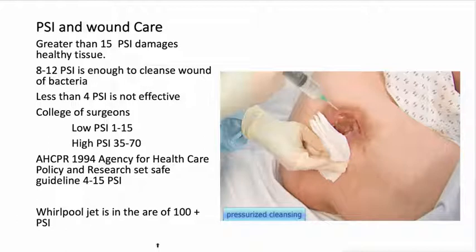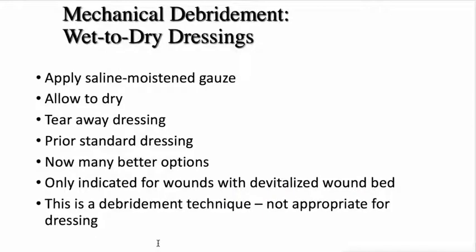So again, low would be 1 to 15. High is 35 to 70. I'm sorry. Whirlpool jet in the area would be 100 plus PSI. That's where you have to be really careful.